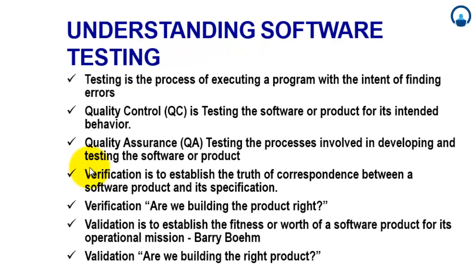Understanding software testing. Testing is the process of executing a program with the intent of finding errors. Quality control (QC) is testing the software or product for its intended behavior. Quality assurance (QA) is testing the processes involved in developing and testing the software or product.